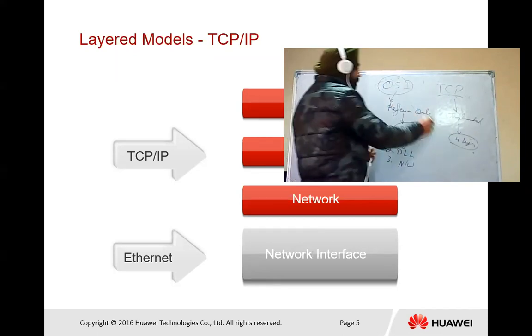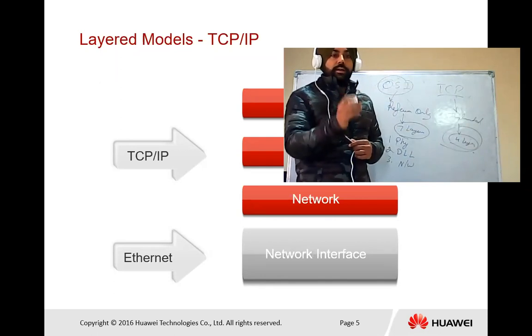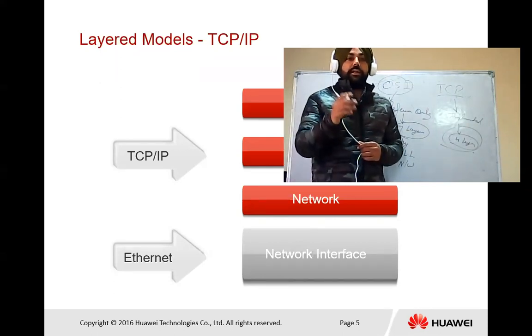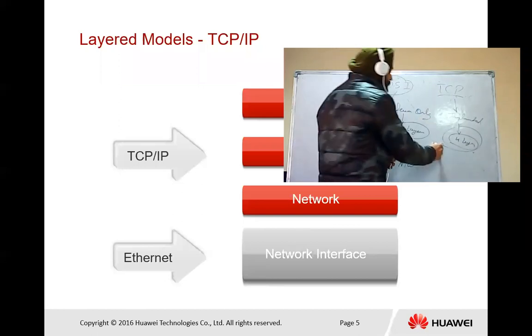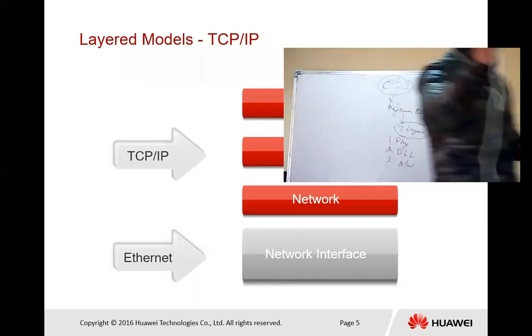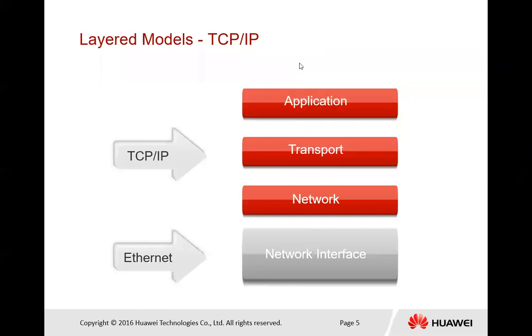But TCP/IP is not a numbered model. As shown in the PPT, they're not showing that it's the first layer, second layer, third layer, fourth layer. So that is why we are saying TCP/IP is not a numbered model. On the other hand, OSI is a numbered model, as I explained.